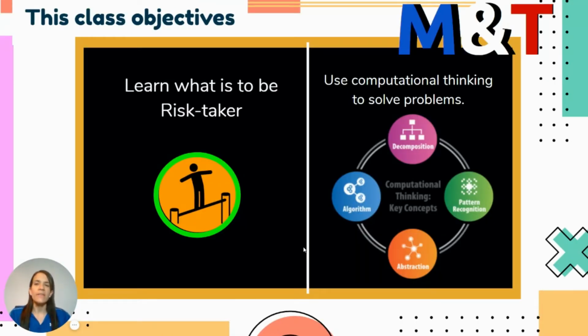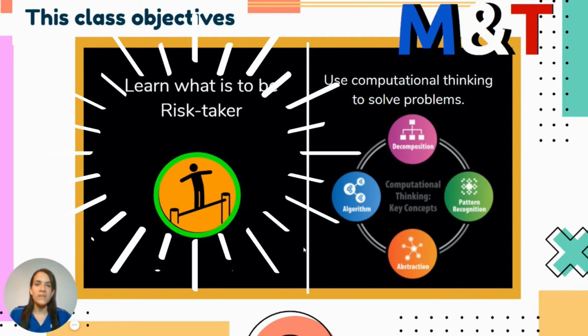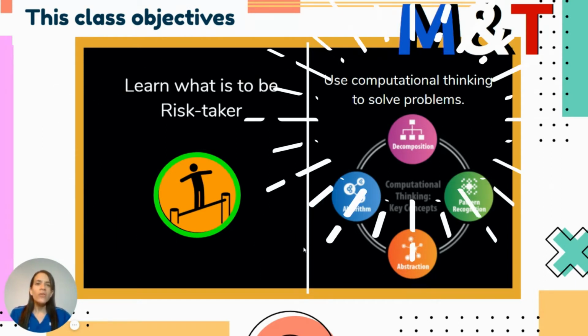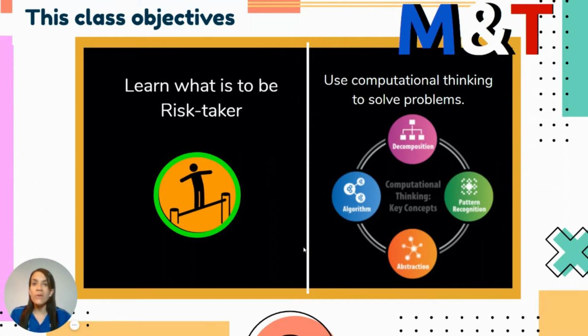Today's objectives are to learn what it is to be a risk taker, an IB attribute, and also learn how to use computational thinking to solve problems.